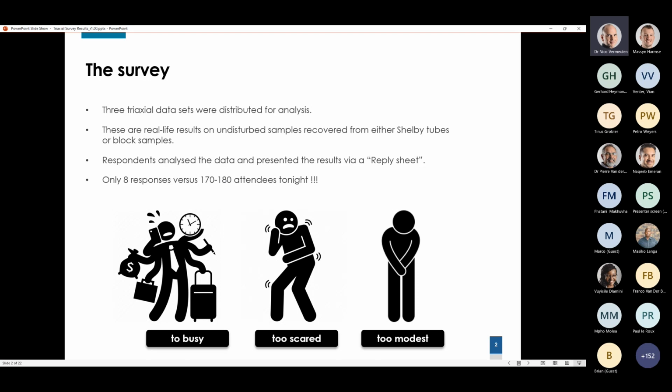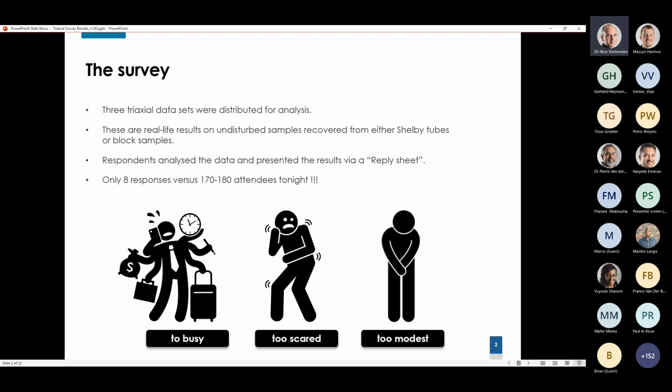The survey itself presented the potential respondents with 3 sets of triaxial data to analyze and to calculate or infer some geotechnical parameters. And I can now confirm to you that those 3 test results were actual real-life results from projects, and that the tests were done on, in all cases, undisturbed samples. In 2 cases, the samples were from boreholes, from Shelby tubes, and in the 1 case from a block sample. So all of the material that you analyzed during these results were real-life samples, real soils, and from undisturbed samples.